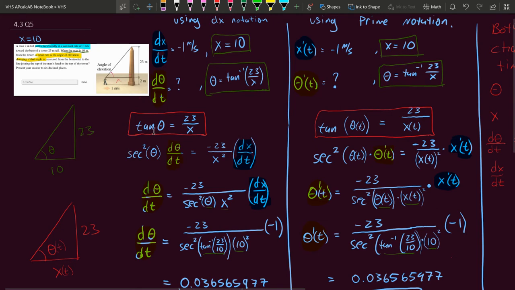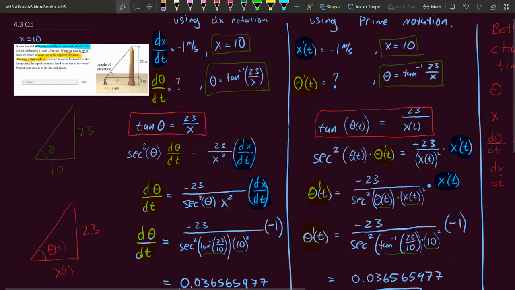Now, knowing that theta changes with time and x changes with time, you can differentiate both of them with respect to time. You can pretend this theta is a whole entire equation with some t's in it. And if that's the case, I'm going to take the derivative of this side and the derivative of this side as well with respect to time, and you end up with the following.